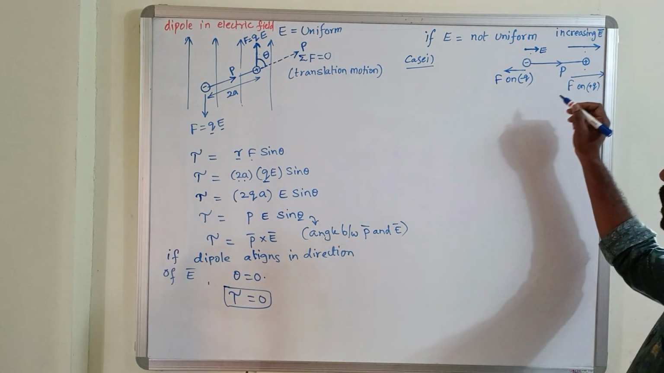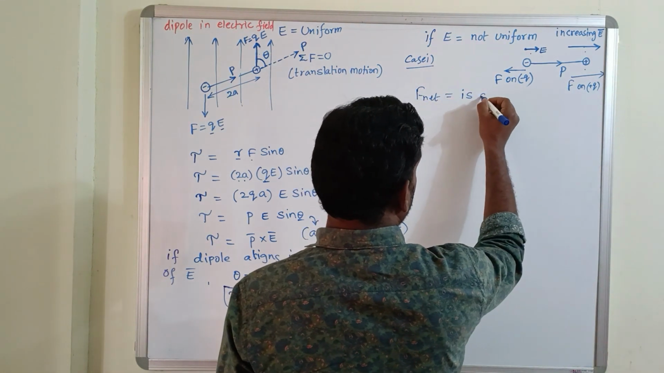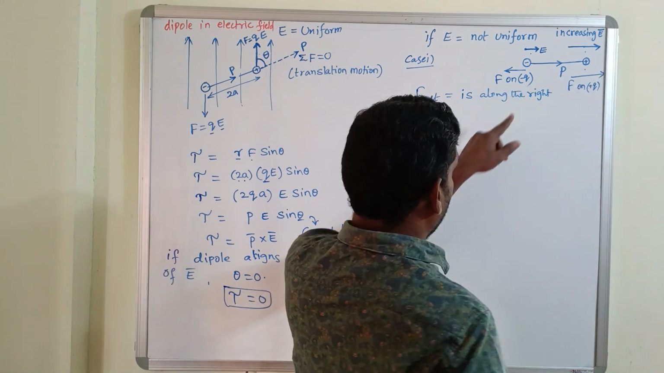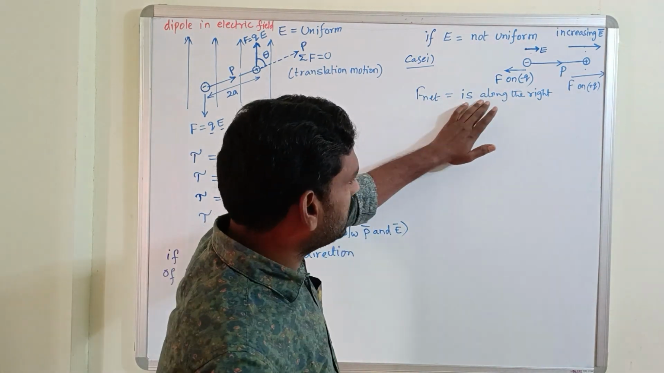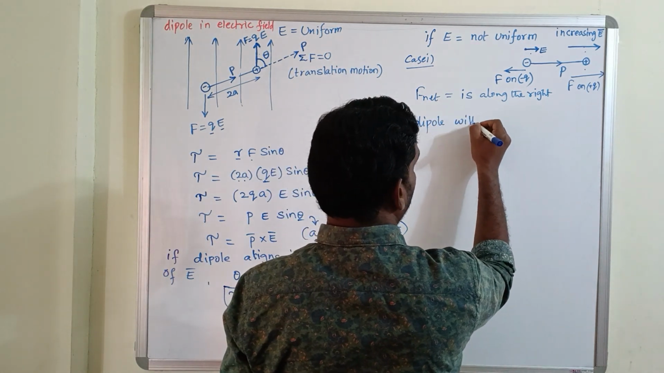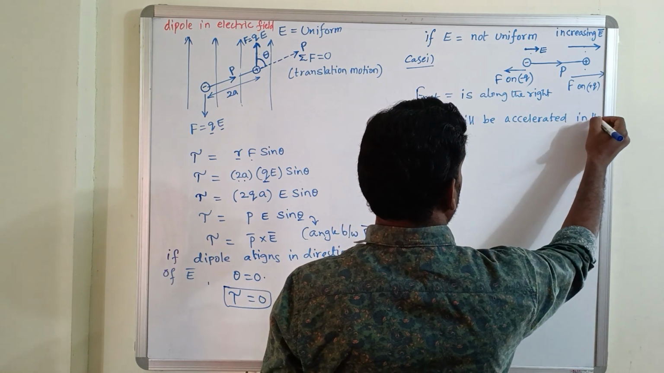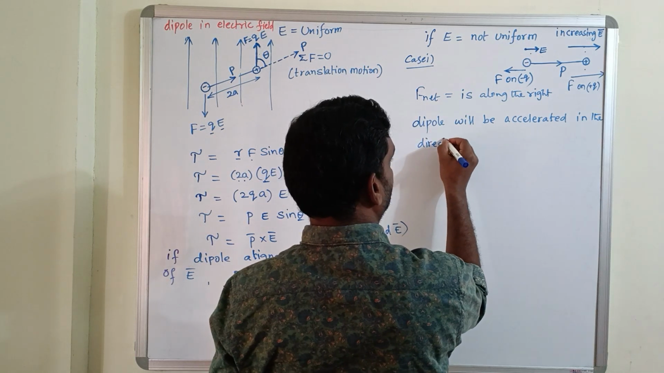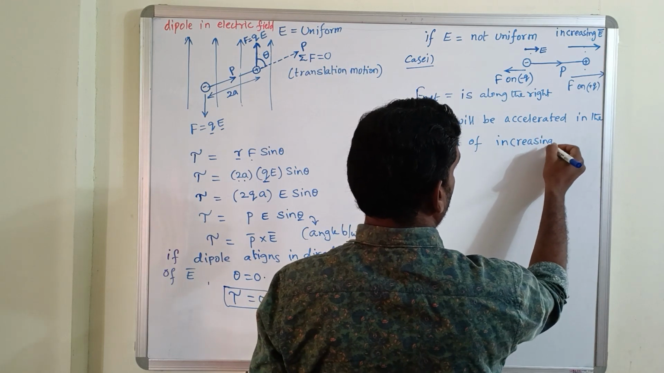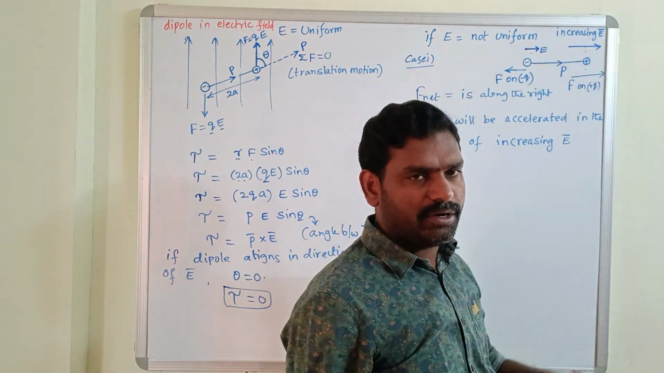And the net force is along the right side, because the right side force is greater than the left side force. So the net force is along the right side. So the dipole will be accelerated in the direction of increasing electric field, because increasing electric field is also pointing along the same direction.